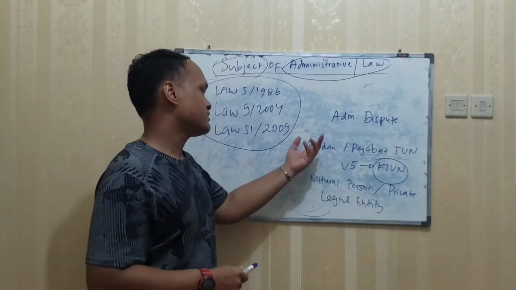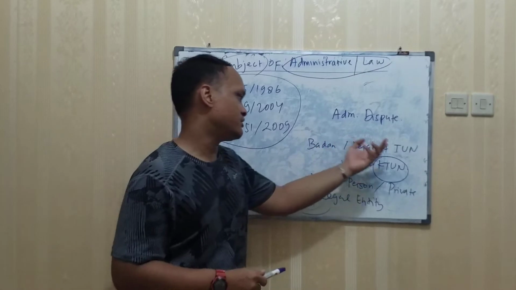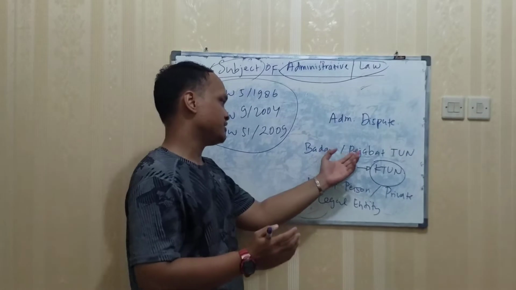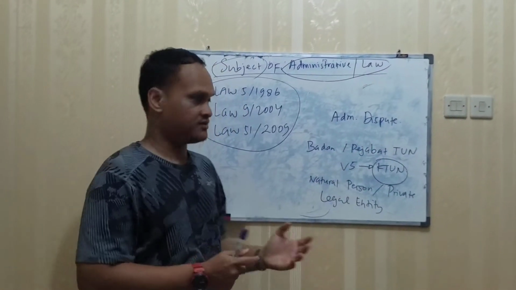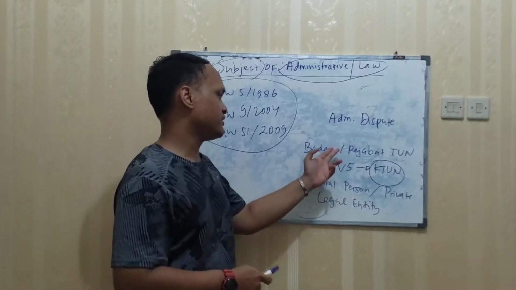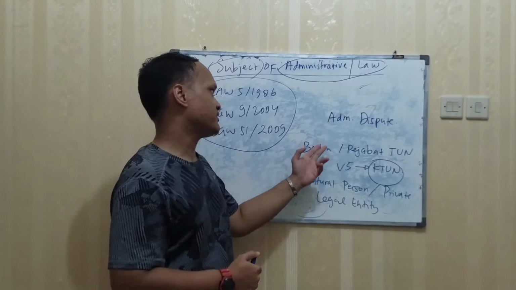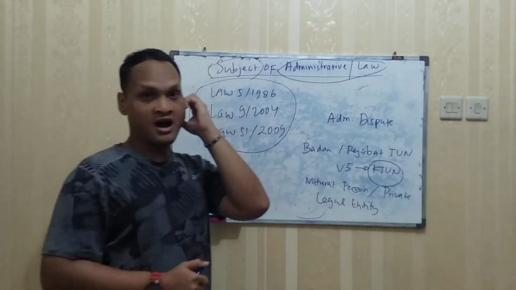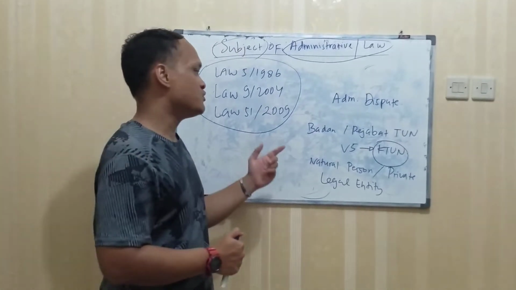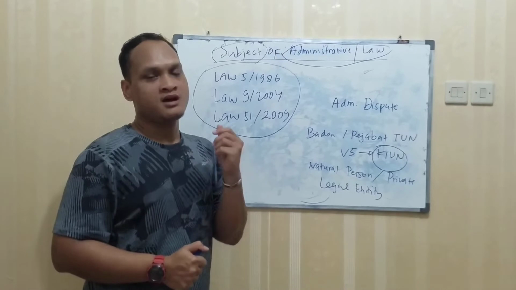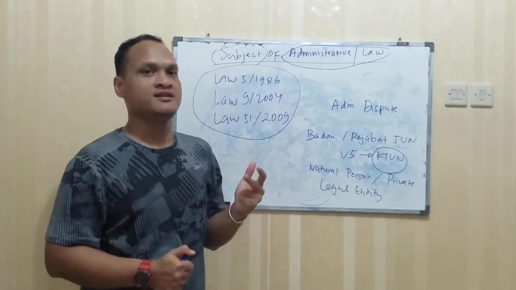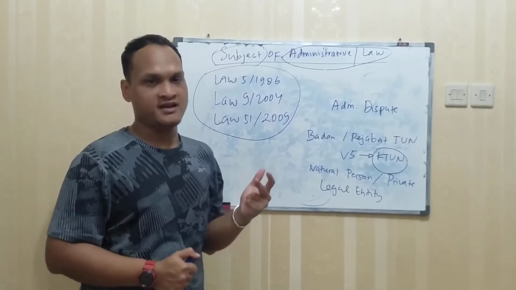So here, the first subject is badan or pejabat TUN. When you talk about the badan, we talk about the institution. Meanwhile, talking about the pejabat here is talking about the officer. And talking about who is the officer and also the institution that we can consider as the subject of administrative law, I remind you again to look back to your note when we talked about how to distinguish the Bestuur, the Regelgeving, and Rechtsstaat in the concept of a state.